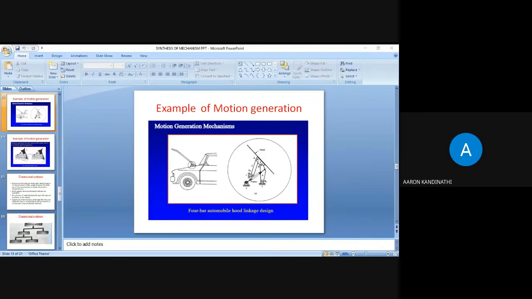So these all are problems, right? A synthesis problem is some task that is given to you, a synthesis task. We need to classify that task, meaning we should know which type of synthesis problem it is: either path, function, or motion generation. And according to what we classified, I just told you.